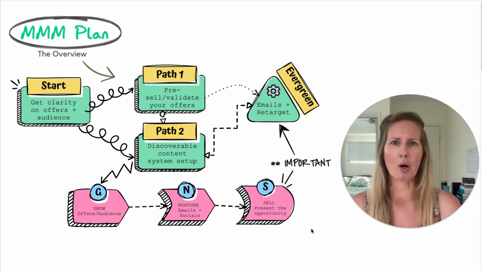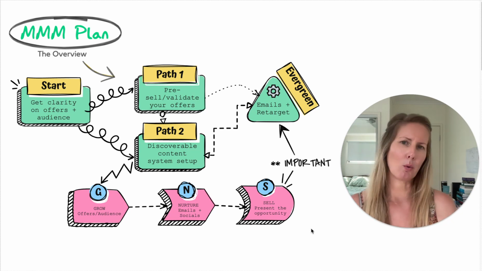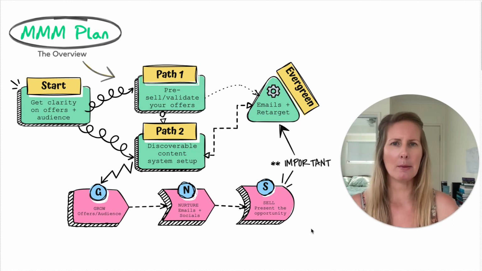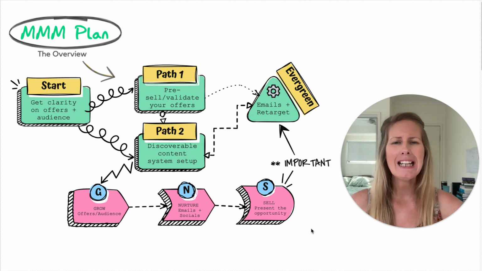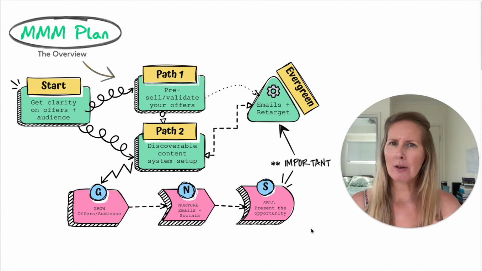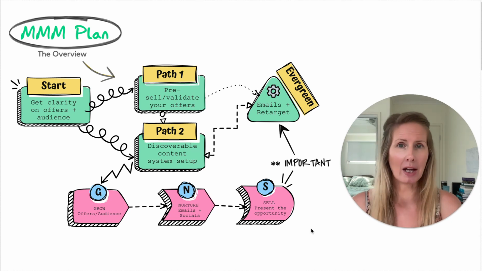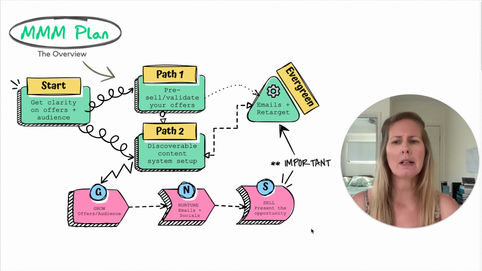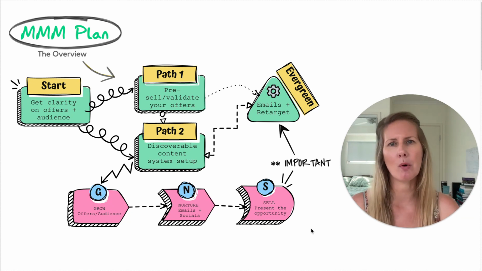So in the grow area, this is about offers or audience. So am I growing offers? Am I growing audience? So we may not need to grow as in add more offers, but we might need to tweak and refine them. We might need to update them, and that falls under that grow bucket. Audience, this is about how am I getting people into my world every single day?